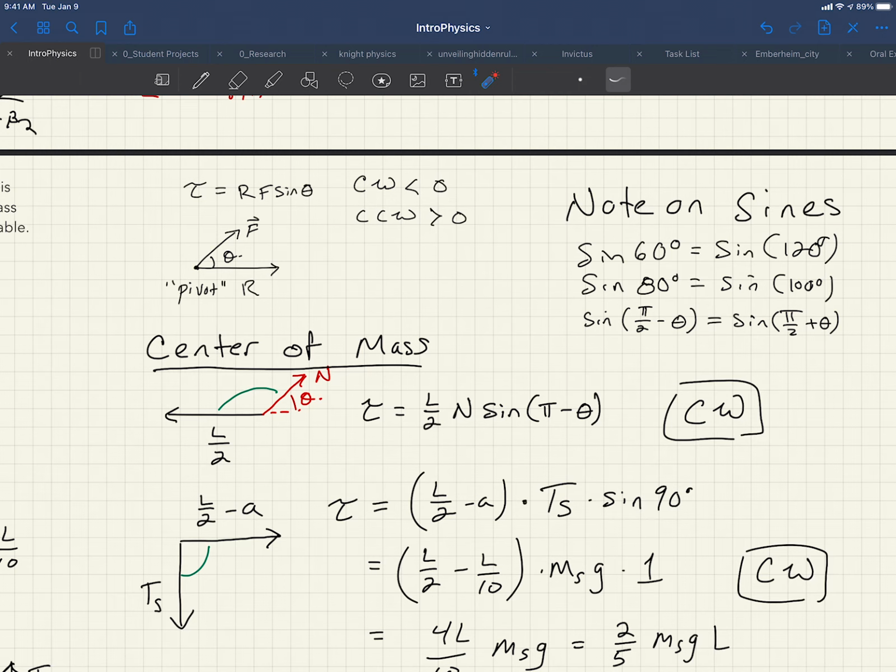And so what you always want to do is put the vector that goes from your pivot to where the force is, and the force, at the common origin, so you can determine the angle between them. So you have to remember that this theta isn't just an angle in the problem, it is always the angle between those. And then a note on conventions: we always use clockwise to be less than 0 and counterclockwise to be greater than 0.